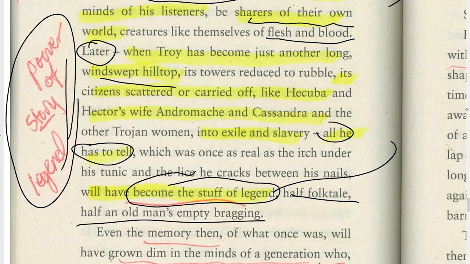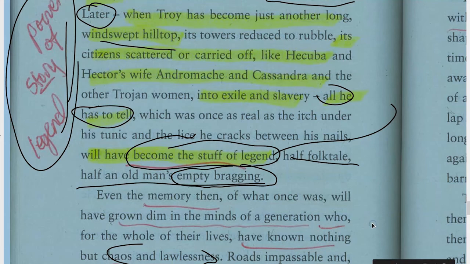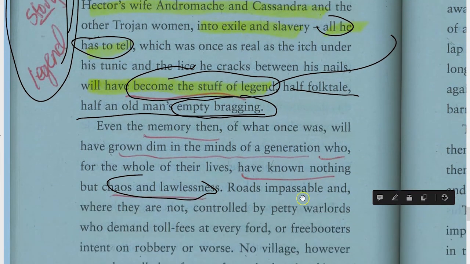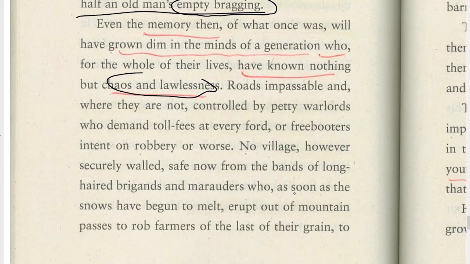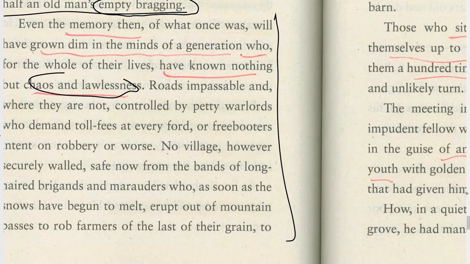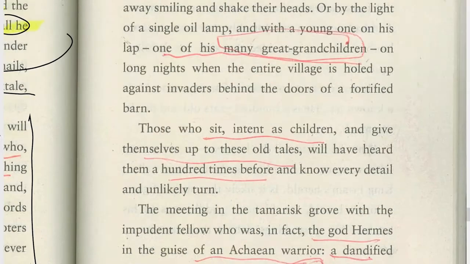So this is the power of story. Half folktale, half an old man's empty bragging. And even the memory will have grown dim by this generation. They've known nothing but chaos and lawlessness.